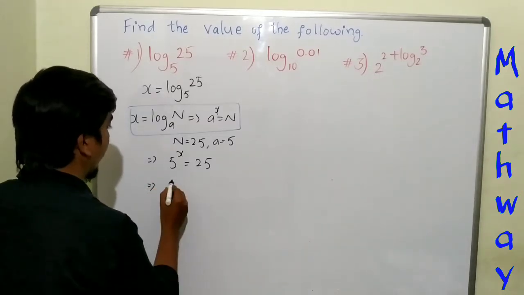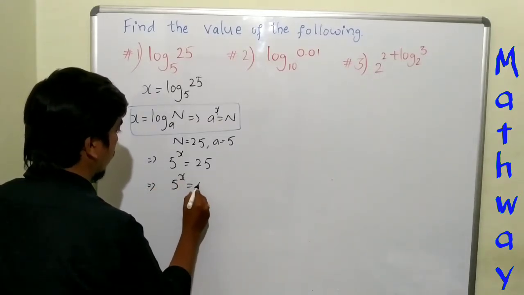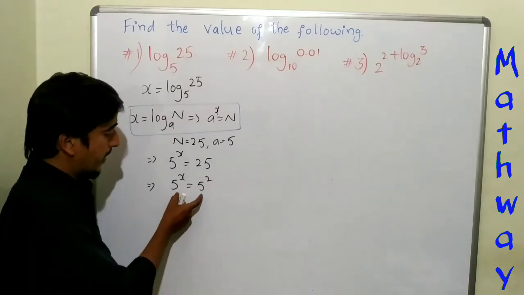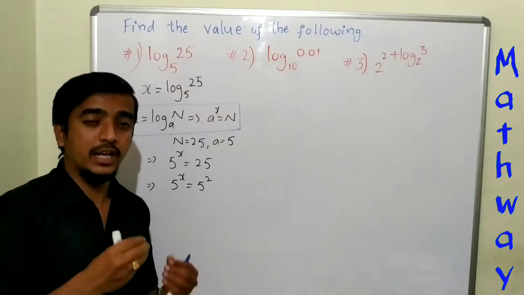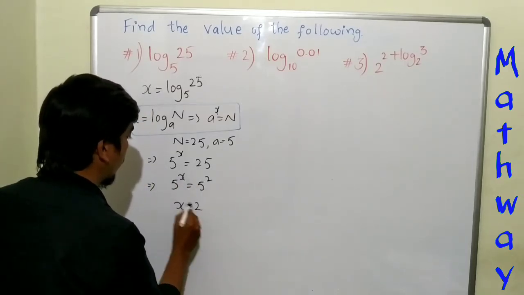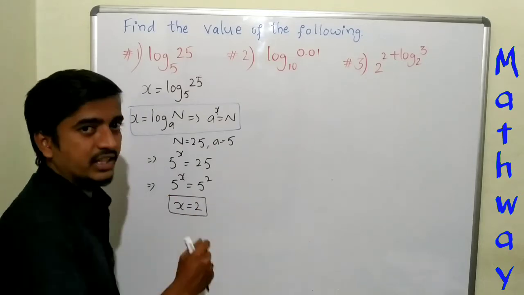So I am writing 25 as 5 square. So 5 power x equals to 5 square. So here bases are equal. Bases are equal, then obviously exponents are also equal. Then x is equal to 2. Let's see the second example.